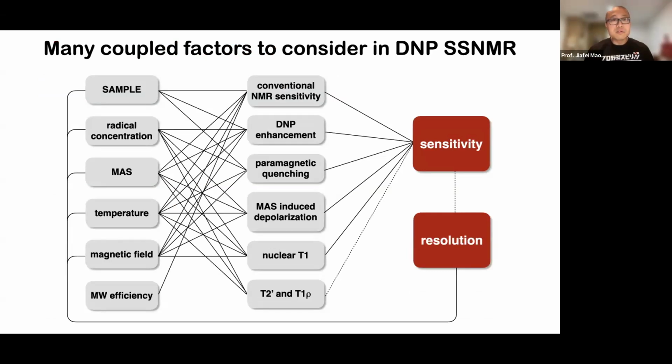Although we have the time limit, so I really can't go into all the details, you can see there are really many, many factors coupled together to influence the sensitivity and the resolution in your DNP solid state NMR sample. So they are really, really complicated. And often what we have to do is a lot of compromise. You need to find that balance, that sweet spot for your particular sample, and more importantly, particular NMR experiment for the particular application. And to this point, I guess we are ready for some examples.